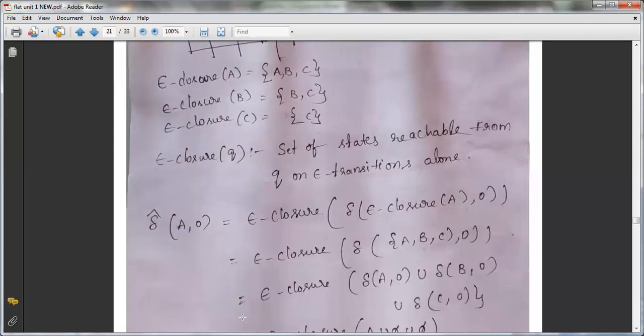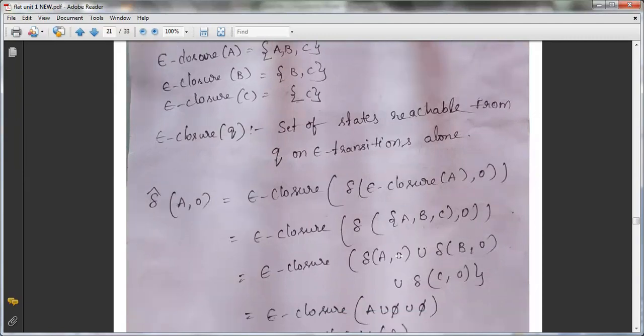This is the formula for calculating the epsilon closures. So epsilon closure of A on 0. What is epsilon closure of A here? Already I have calculated it: that is A, B, C. And A, B, C comma 0 is nothing but A comma 0 union B comma 0 union C comma 0.